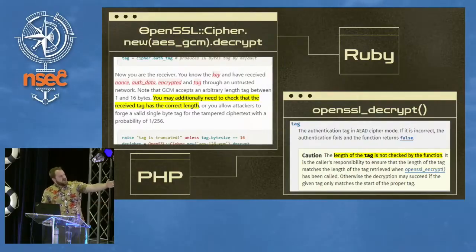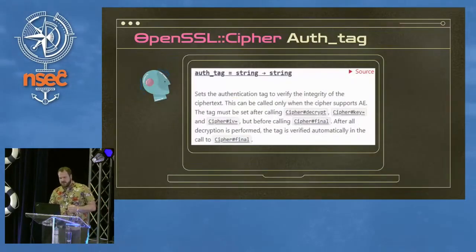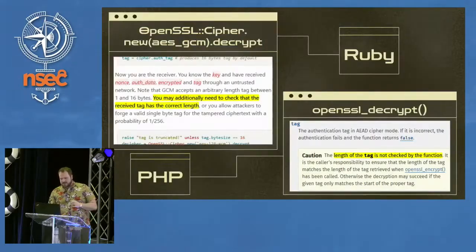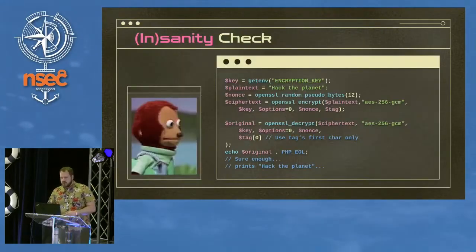And then PHP says the same thing. The length of the tag is not checked by the function. What does that mean? And you can see in the authentication tag of Ruby, there's no mention of the length being basically recovered from the tag we received. So I hope you can see the issue here.